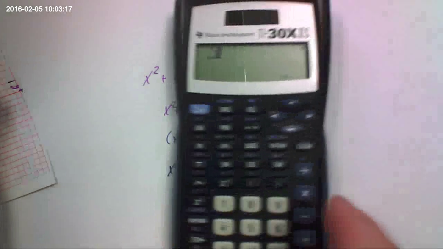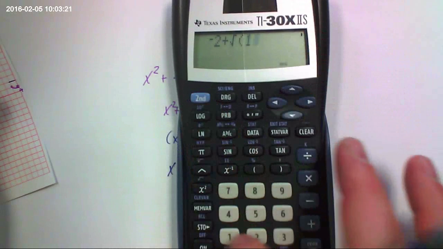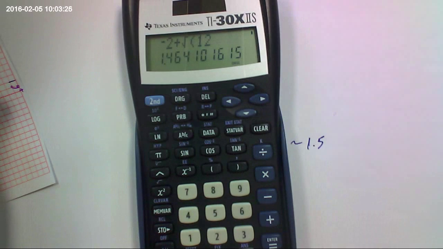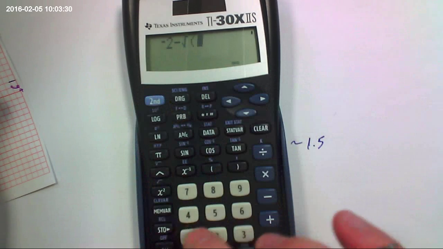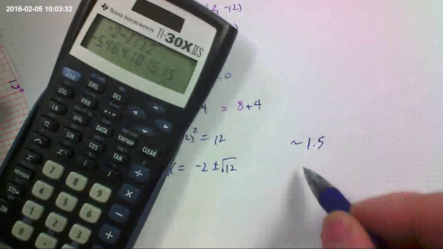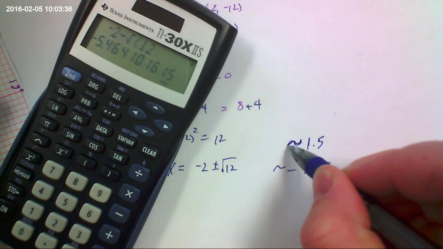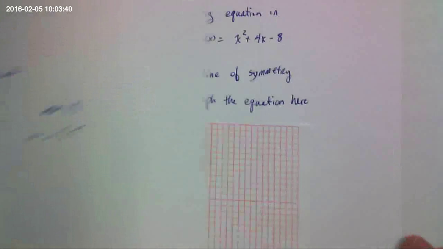So, is it, oh, it's negative 2, right? Negative 2 plus the square root of 12, 1.5 approximately. Negative 2 minus the square root of 12, negative 5.5 approximately. That's an approximation symbol, not a minus. Just hold your questions for a second.